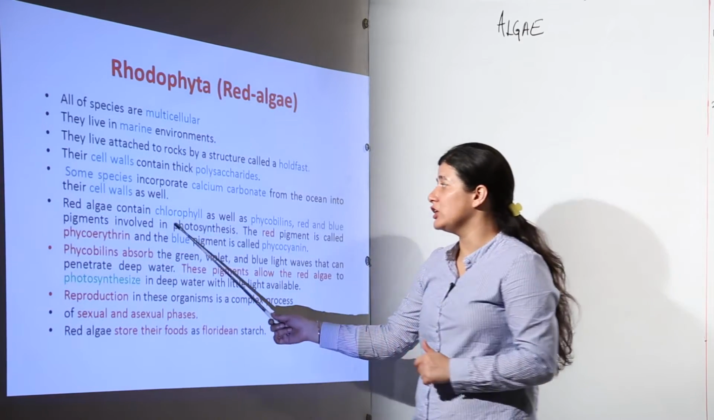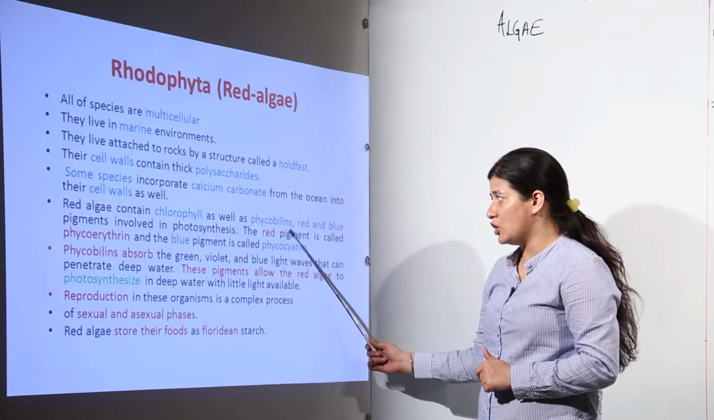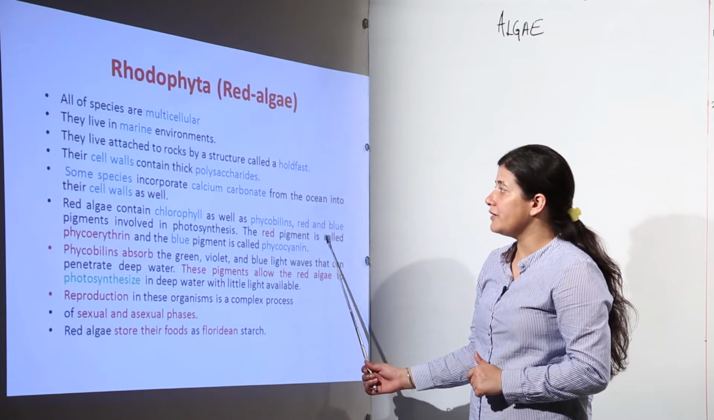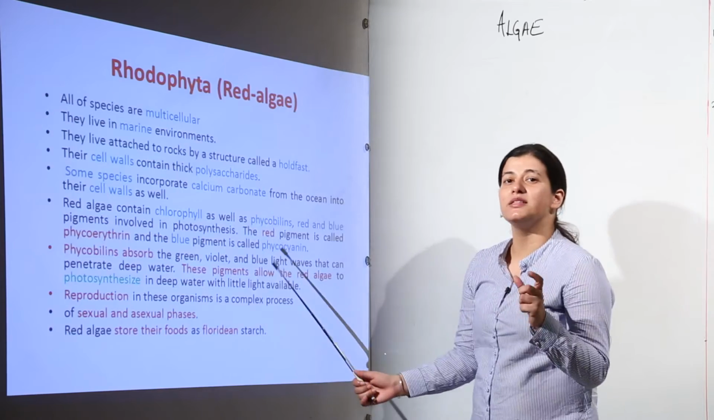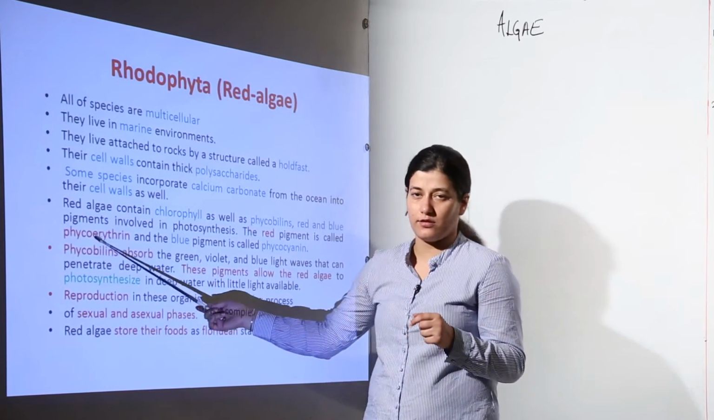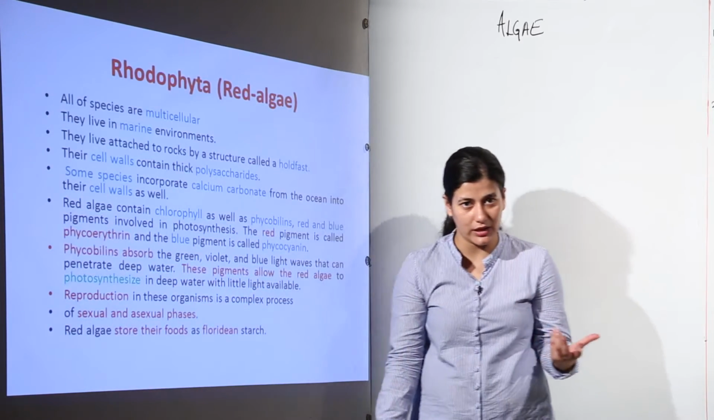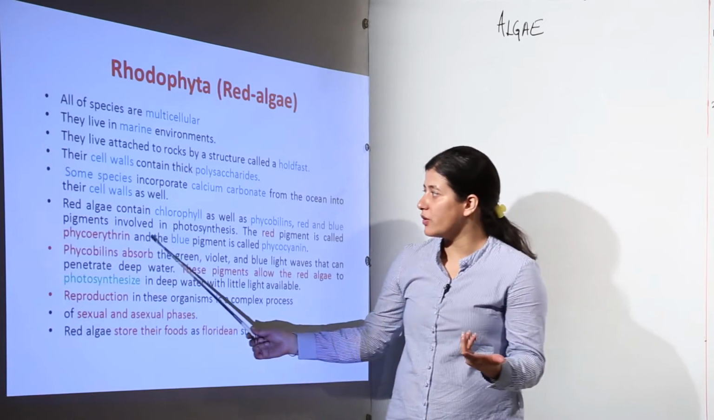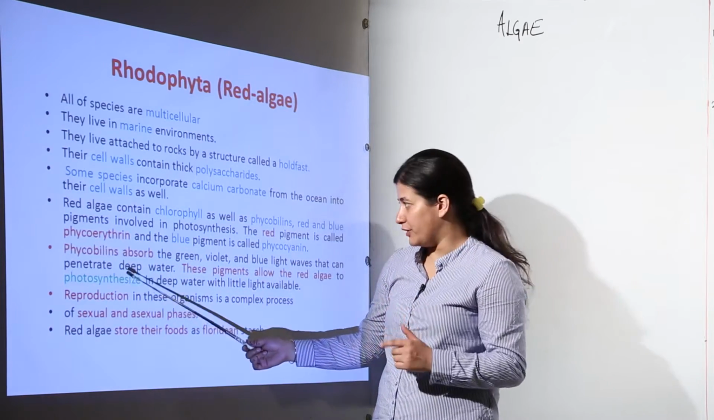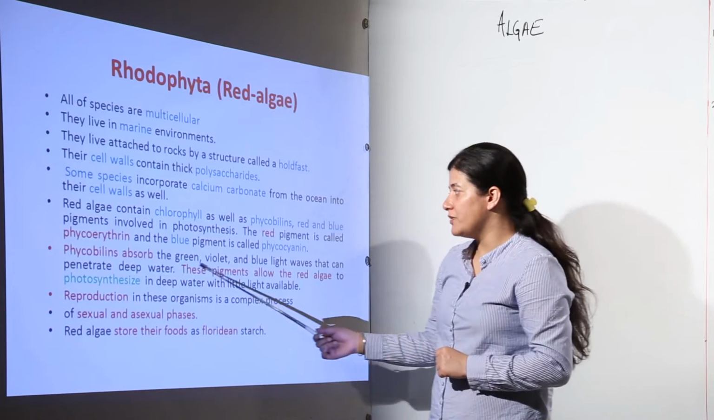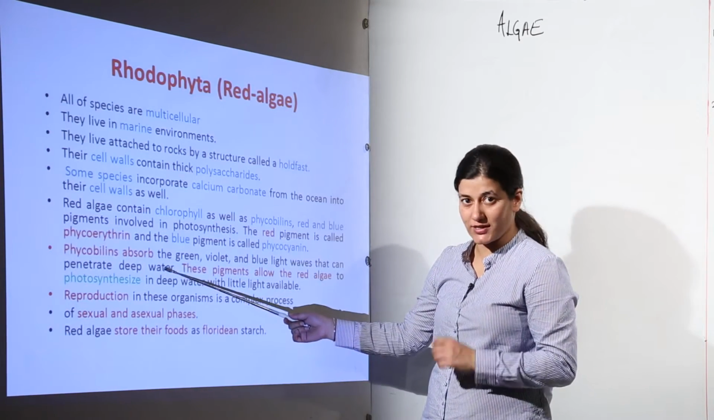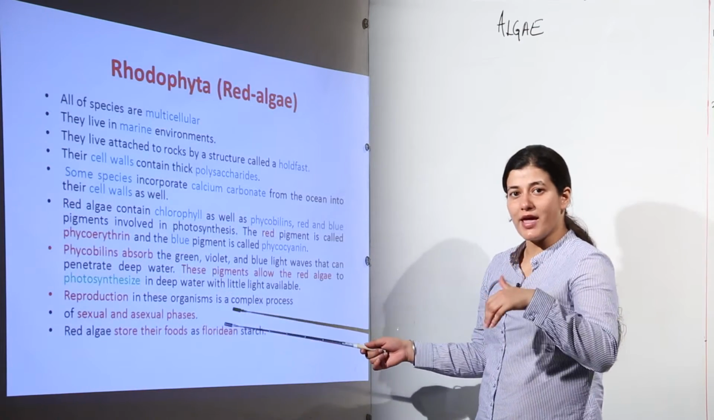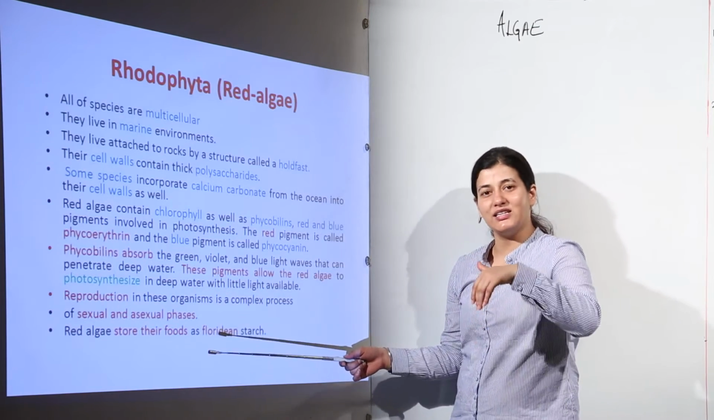Red algae contain chlorophyll as well as phycobilins, red and blue pigments involved in photosynthesis. The red pigment's name is phycoerythrin. As we had fucoxanthin over there in the other case, over here we are going to have phycoerythrin. The phycobilins absorb the green, violet and blue light waves that can penetrate deep water. That is why you are going to find the red algae in the deepest of the ocean.